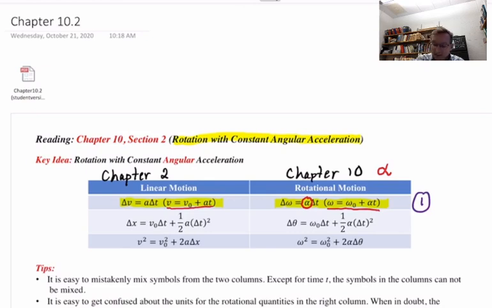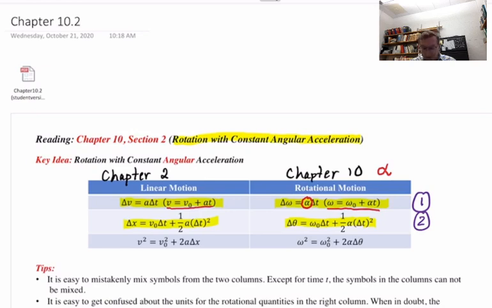Next, constant acceleration equation number 2, first linear version. Delta x equals v initial times delta t plus 1/2 a times delta t squared. I'm just going to leave it like that. What's the rotational version? That's right here. Delta theta, change in angular position, equals omega initial delta t plus 1/2 alpha delta t squared. So we'll use that to calculate angular displacement, change in angle, if we're given the time interval.